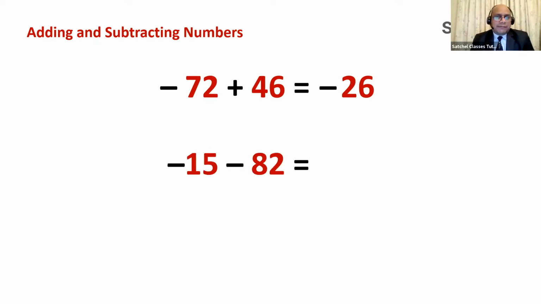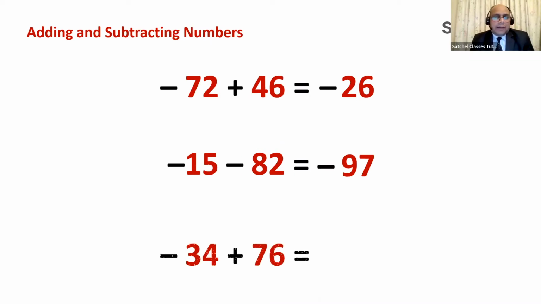Right, minus 15 minus 82. Now clearly both of the numbers are negative, which means they are of the same sign. So what will we do for the magnitude? We'll add the magnitude. So 15 plus 82 is 97. And for the sign, we'll always look at the one with the bigger number. The bigger number is 82 out of the two, and 82 is negative. So your answer will also be negative, which means minus 97 is your final answer.